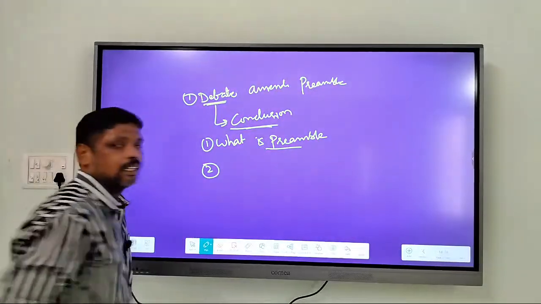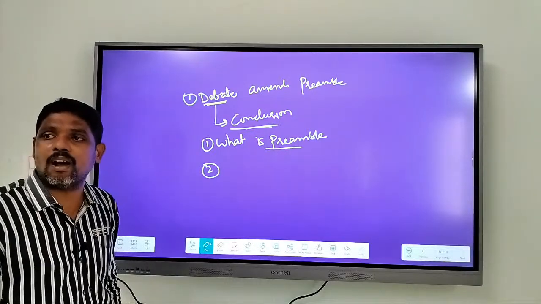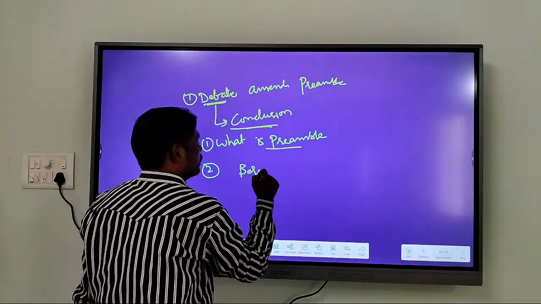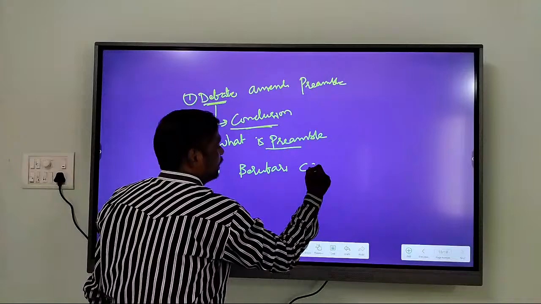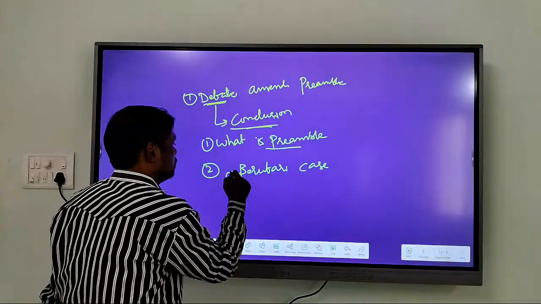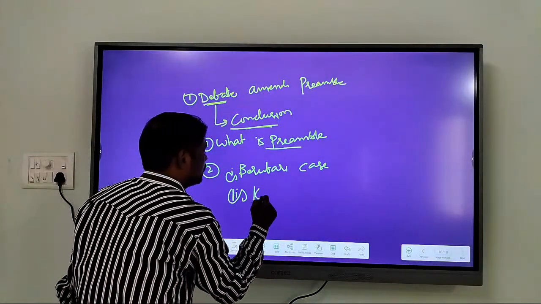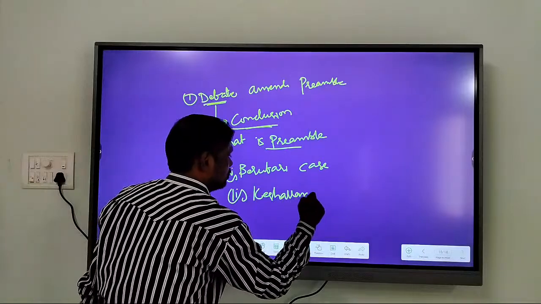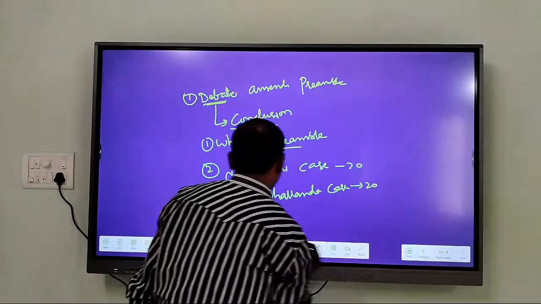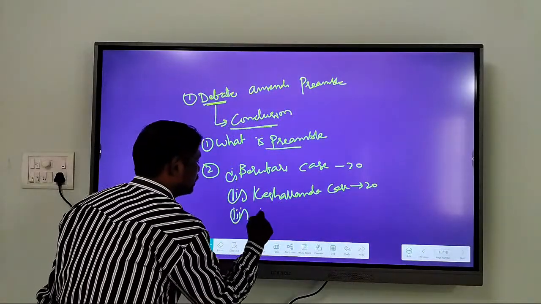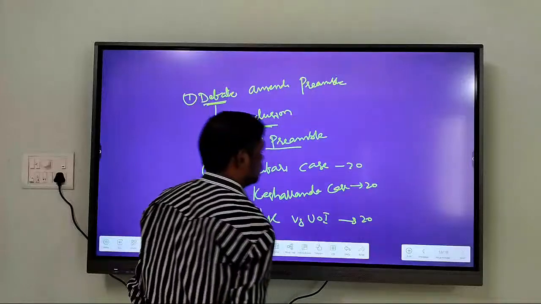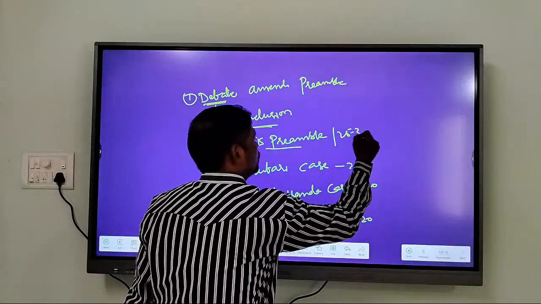Second, now go to the issue whether it is amended or not. Now to know this, right, take the help of Berubari case. What was said in Berubari case and what was said in Keshavananda Bharati case. So here it is 20 words, here it is 20 words, and third one is, as I said, it was LIC versus Union of India case. 20 words. Now it is 25 to 30 words.